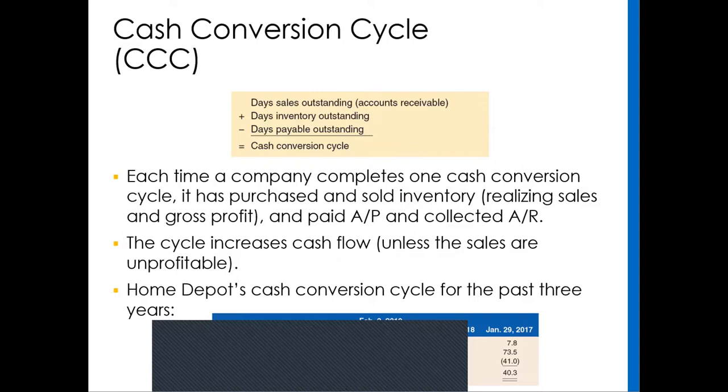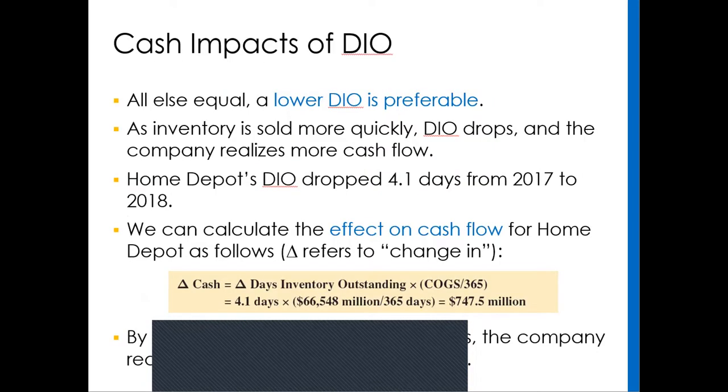And they take the calculation here for Home Depot over the past 3 years, and they're saying, oh, total was 40.3. It's speeding up, tightening up, converting to cash, going to be in better shape. So a lower days inventory outstanding is usually preferable. It can get too low, and you don't have inventory on the shelf, but it does mean normally inventory is sold more quickly, and the company realizes more cash flow based on a faster turnover.